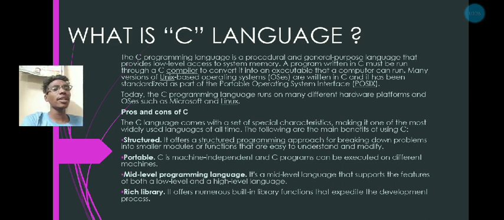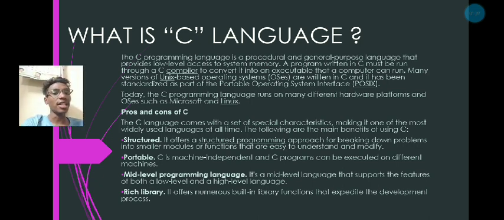C programming language is a procedural and general purpose language that provides low level access to system memory. A program written in C must be run through a C compiler to convert it into an executable that a computer can run. Many variations of Linux are based on this system. C runs on many different hardware platforms and OSs such as Microsoft and Linux. First we will discuss the features of C.